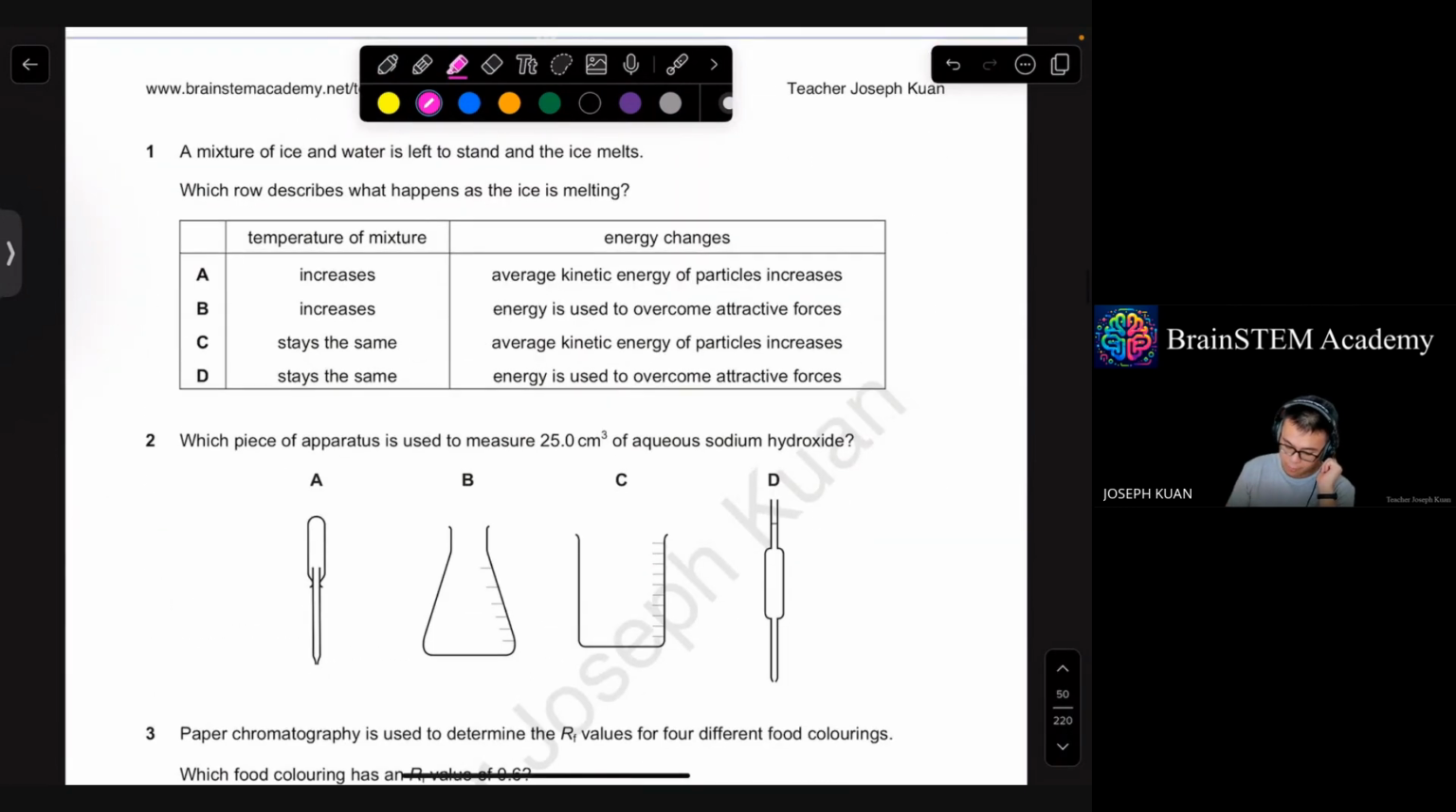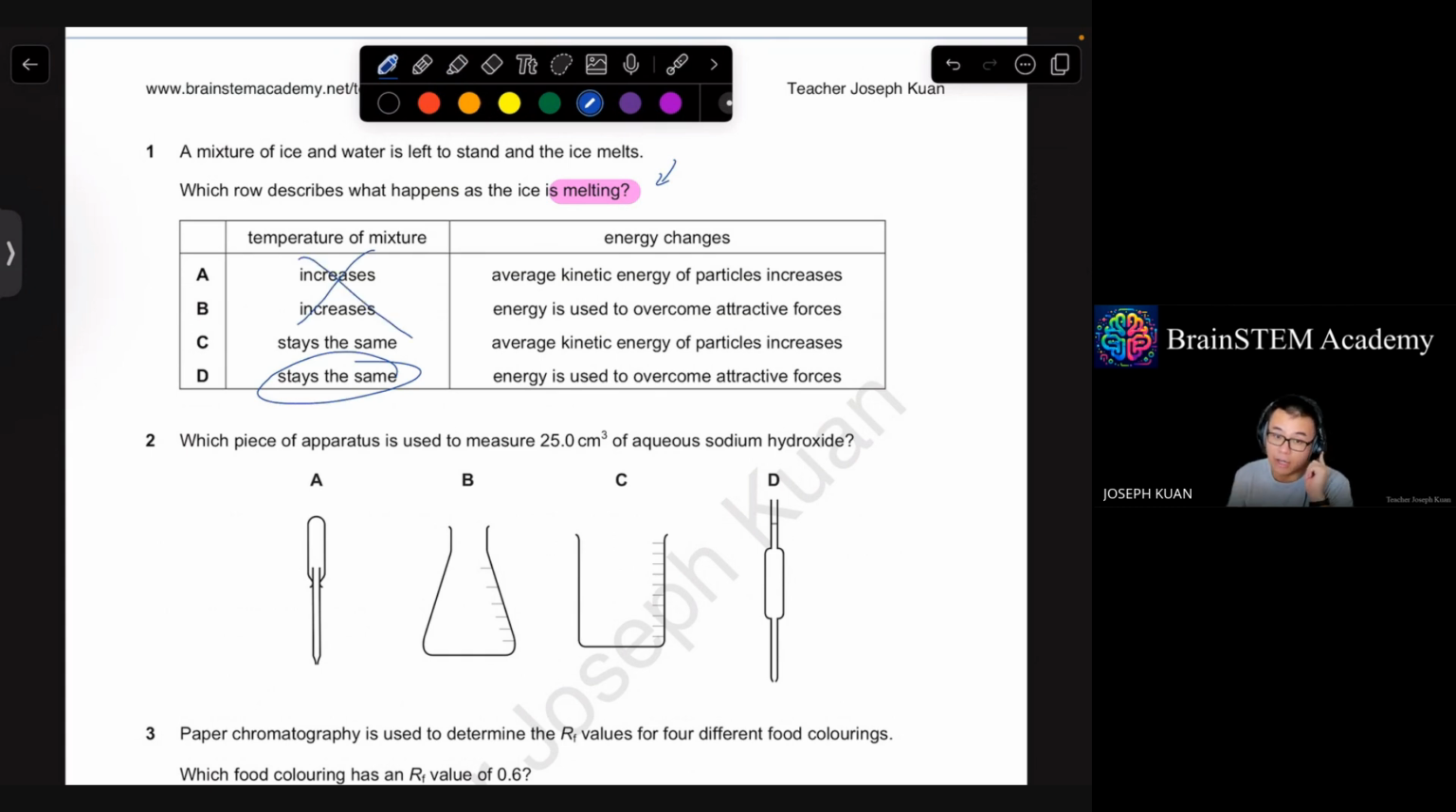Question number 1. A mixture of ice and water is left to stand and the ice melts. Which row describes what happens as the ice is melting? The keyword here is melting, which means that it's at a melting point. At a melting point, the temperature of the mixture actually remains the same.